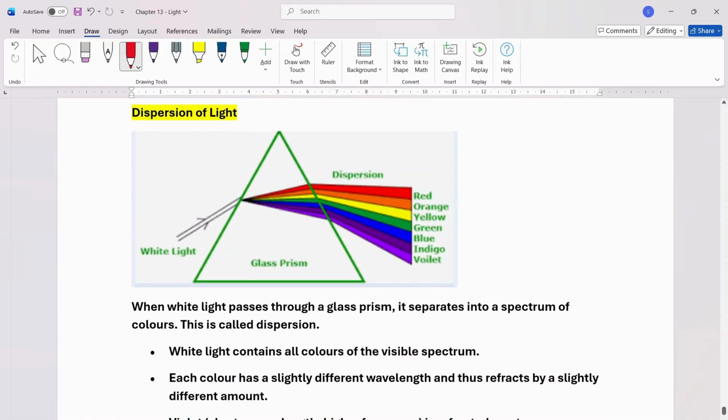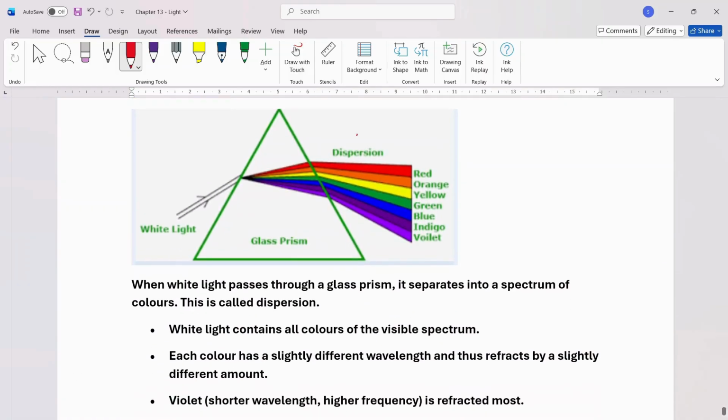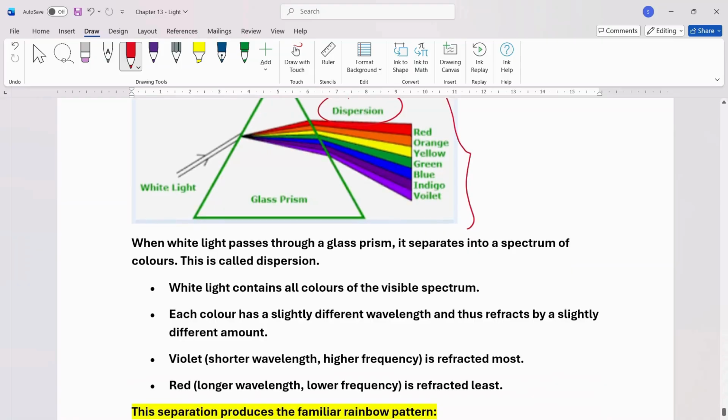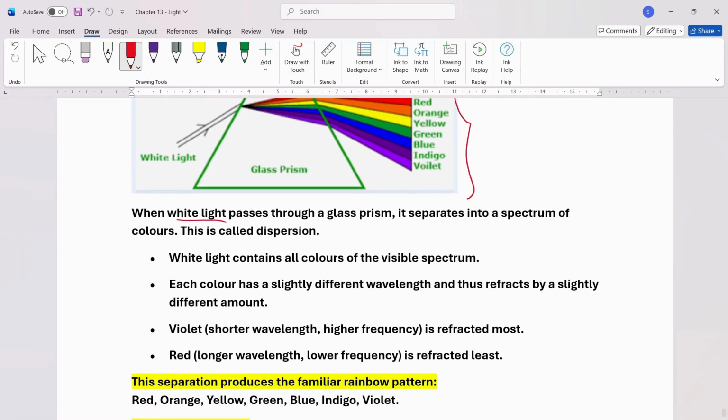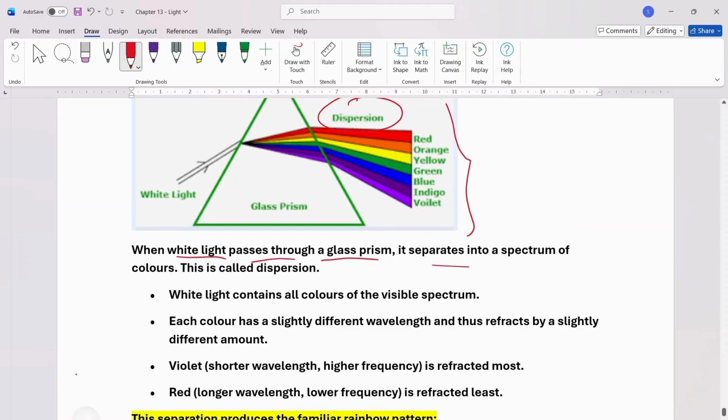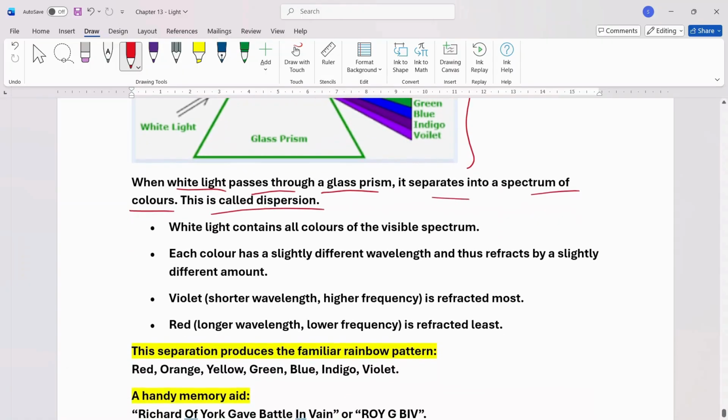Dispersion of light. As you can see, when white light enters the prism, it disperses into different colors: red, orange, yellow, green, blue, indigo, violet. When white light passes through a glass prism, it separates into a spectrum of colors. This is called dispersion. White light contains all colors of the visible spectrum. Each color has a slightly different wavelength and thus refracts by a slightly different amount.